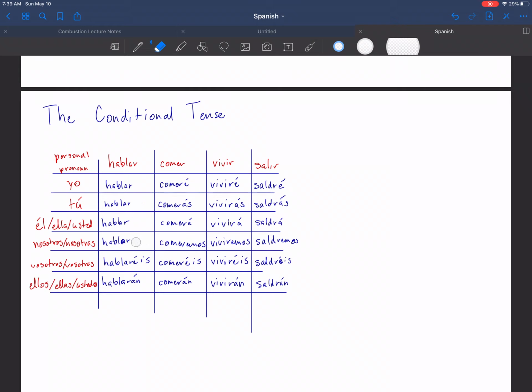Now, first of all, what is the conditional? The conditional says basically, oh, I would do this. It talks about an event that could happen, but might possibly happen in a certain situation, right? For the conditional, it's pretty similar to the future tense, and that's why I'm taking this from this table. I want to show y'all something. This is why it might be advisable to learn the future tense first. It doesn't really matter, though. You could do it backwards.